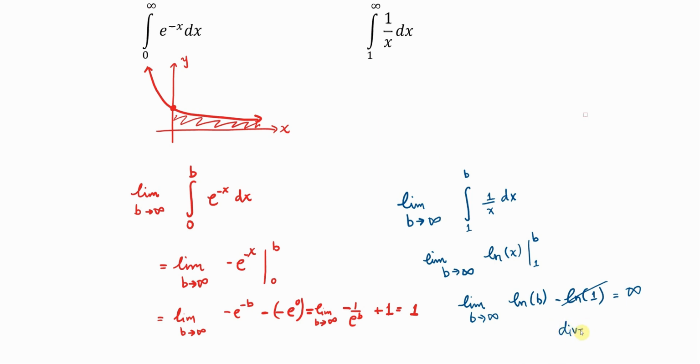Now, writing equals infinity is mathematically incorrect because infinity is not actually a number. You can't actually equal infinity. So we should write it in the correct terminology, and we should say that this integral is divergent.